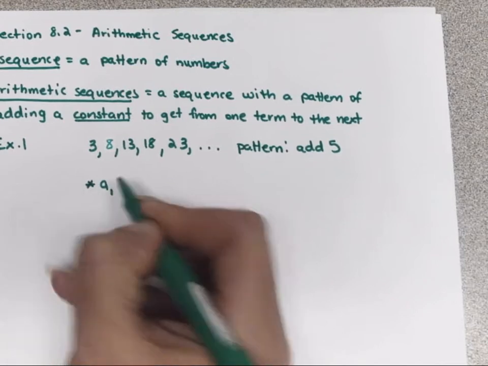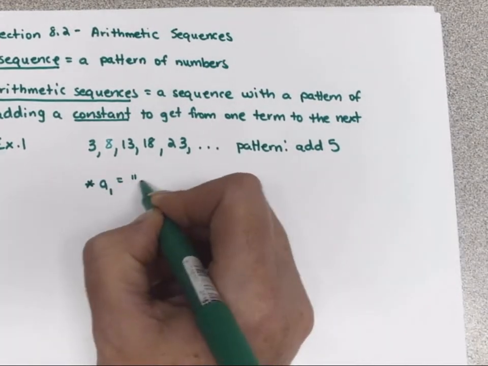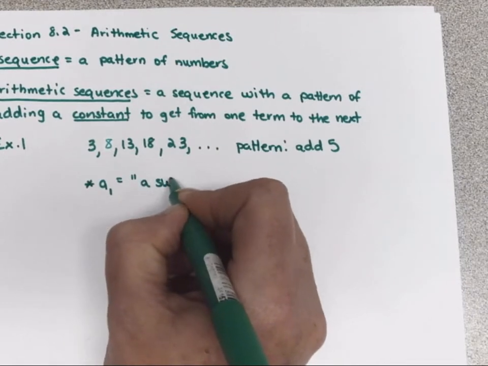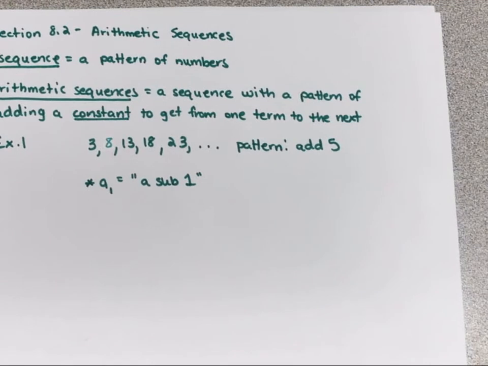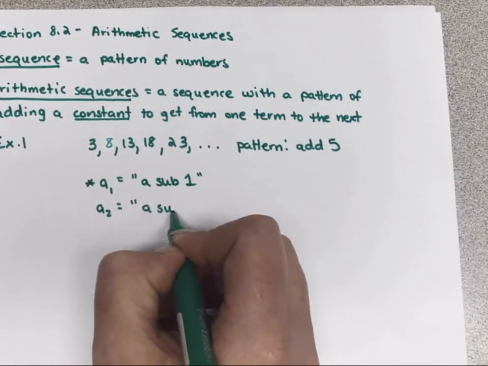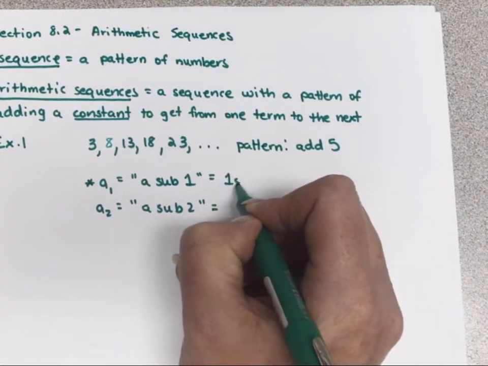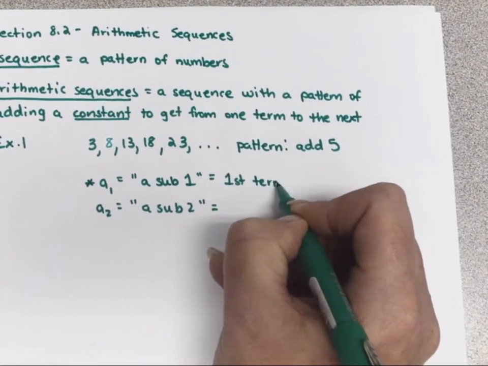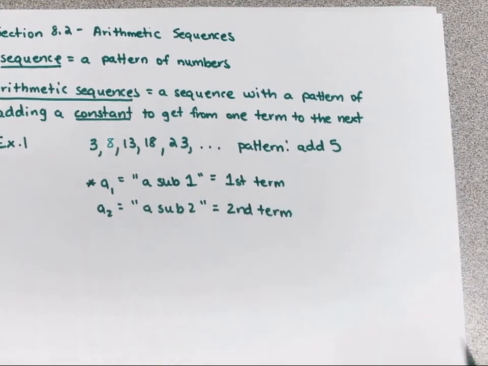So we're going to talk about what all of these things are, but skip a line under this. So when you see the term A, you're going to read this as A sub 1. Think of it like a subscript. That's why we call it A sub 1. You're going to have A sub 2. And A sub 1 is simply the first term. A sub 2 is the second term. So what do you guess A sub 3 would be? The third term, and so on and so forth.